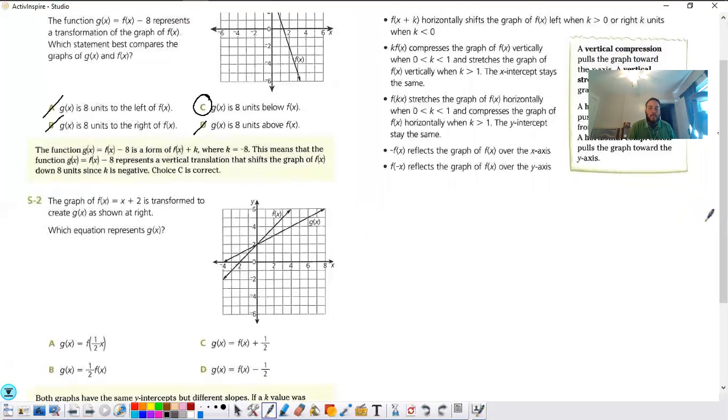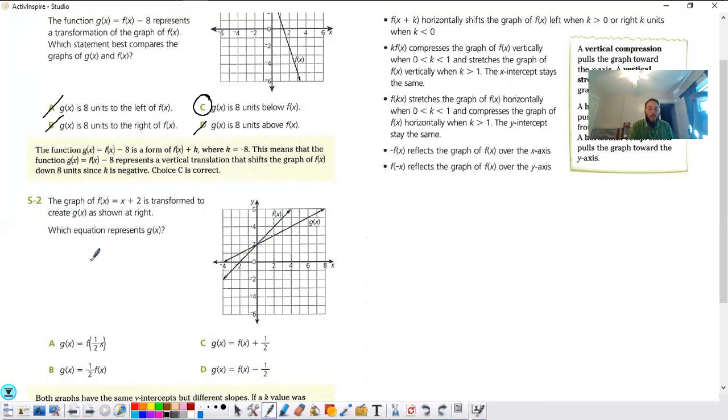The next one says the graph of f of x equals x plus 2 is transformed to create g of x as shown at right. Which equation represents g of x? If we take a look here at f of x, one thing we notice is that from f of x to g of x, the line became less steep. It starts to flatten and get closer to the x-axis. So the slope actually goes down. It's a different slope. The y-intercept is still the same, but our x-intercept has changed.